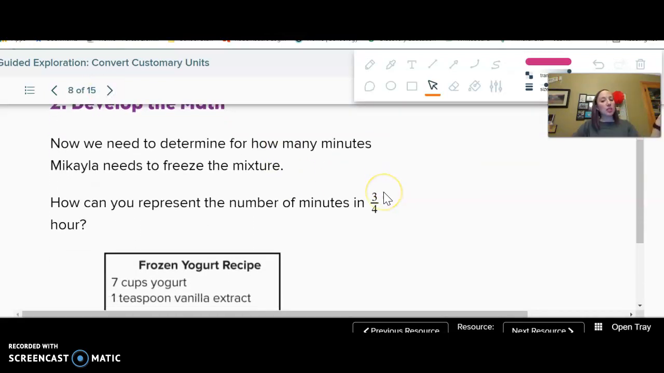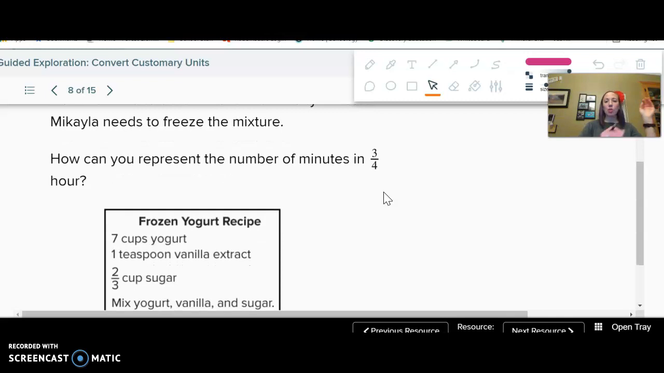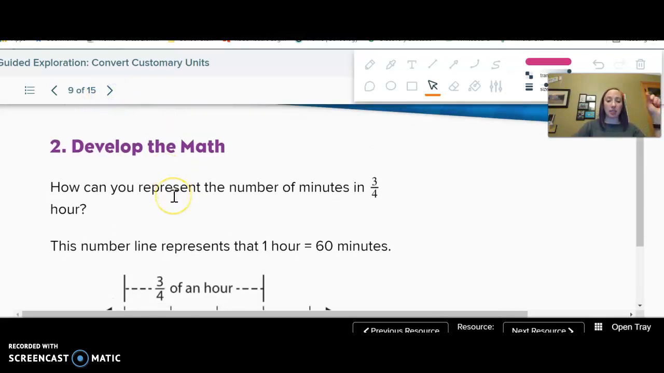So she needs 3 1/2 pints. Okay, so this one is the number of minutes in 3/4 of an hour. Now we haven't done multiplying by fractions, and because we're going from hours to minutes, so we have 3/4 of an hour equals how many minutes, we would multiply. So we do 3/4 times 60.